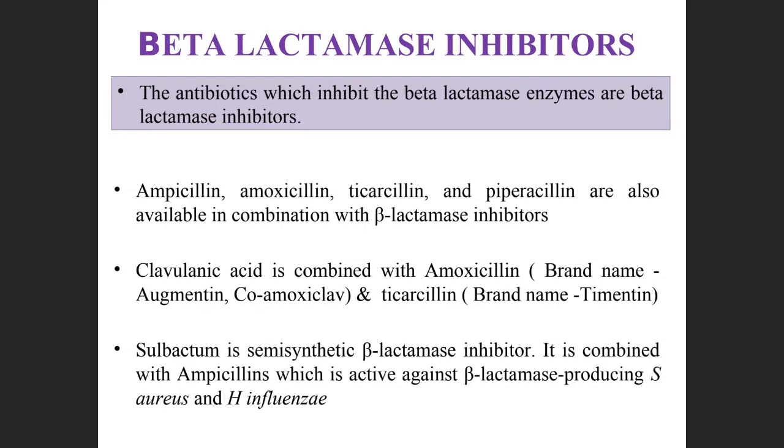Same example is ticarcillin, also the brand name is Timentin. Another beta-lactamase inhibitor is sulbactam. It is a semi-synthetic drug and it is also combined with ampicillins, and it can be used against beta-lactamase producing bacteria such as Staphylococcus aureus, H. influenzae, etc.